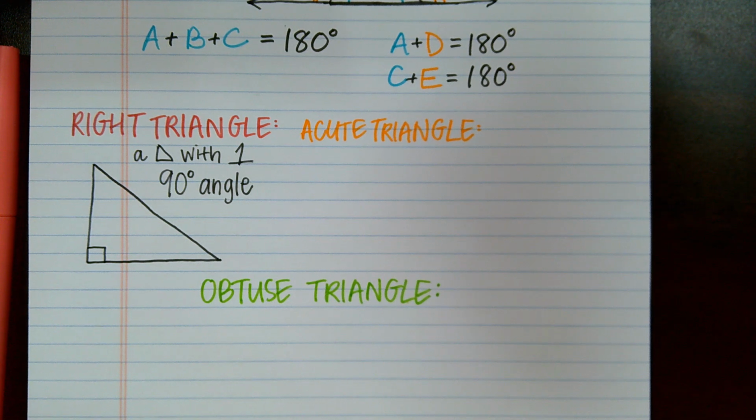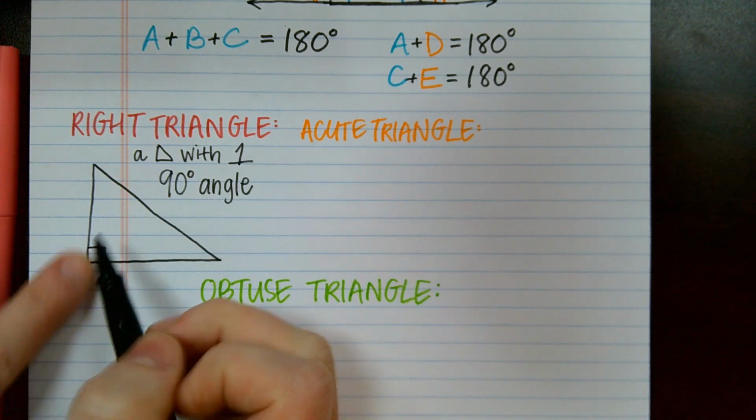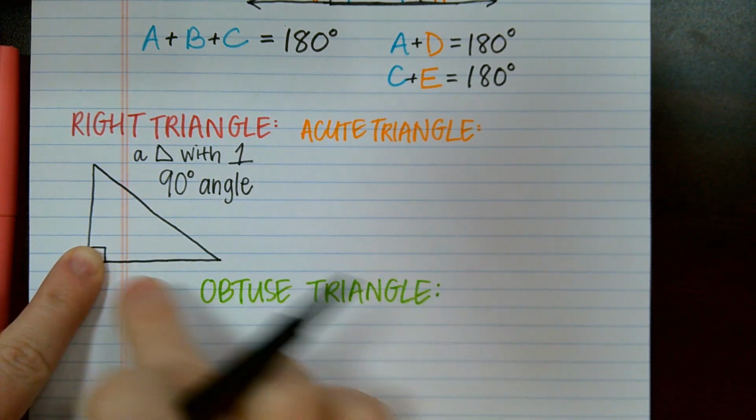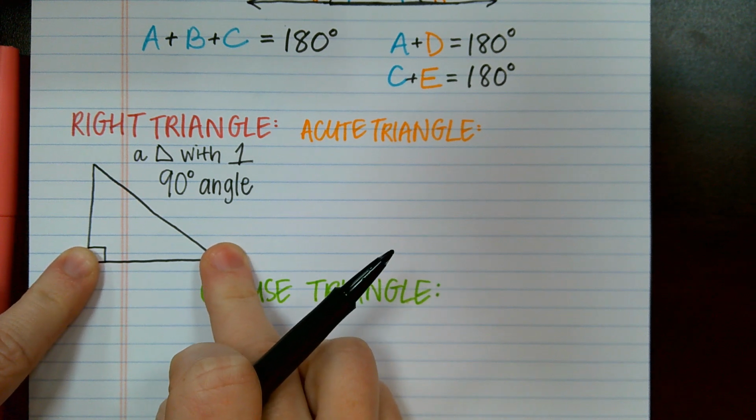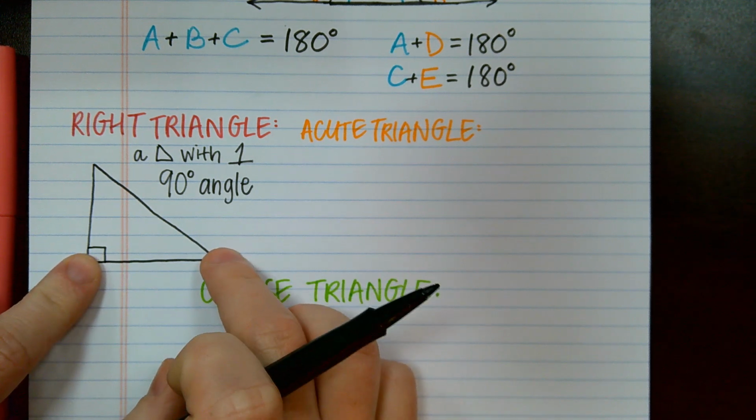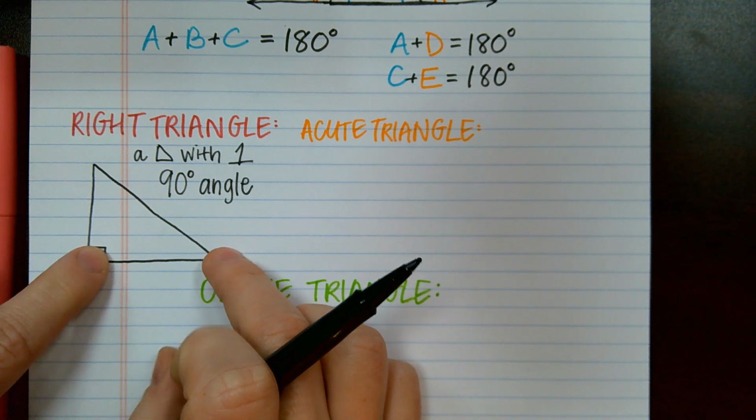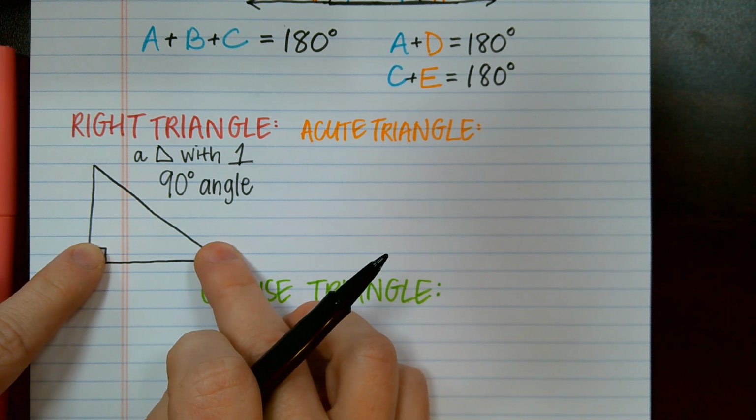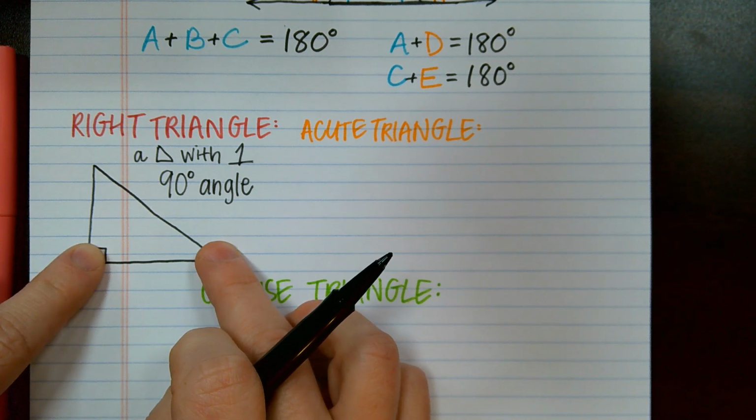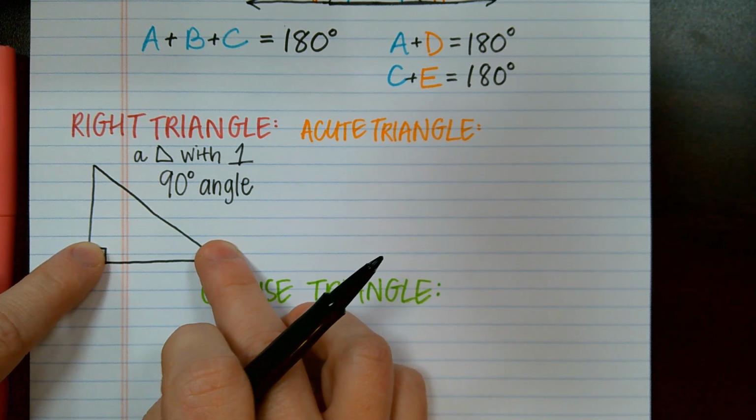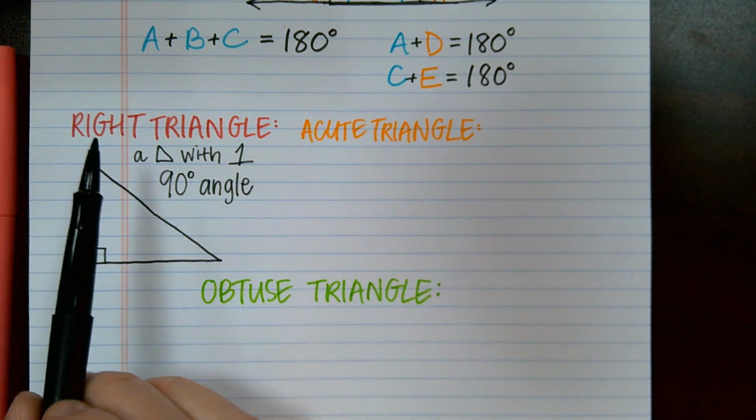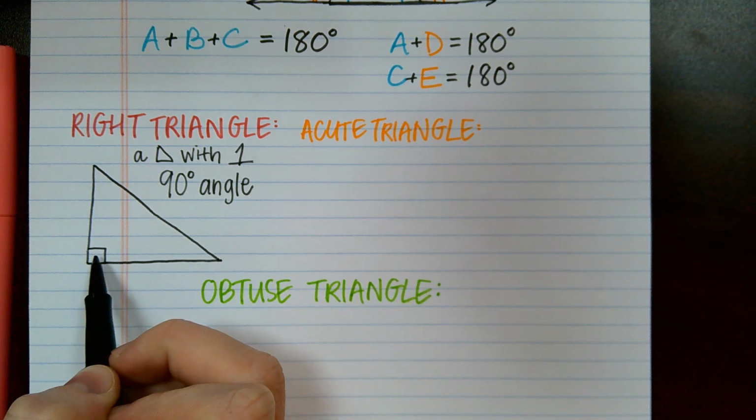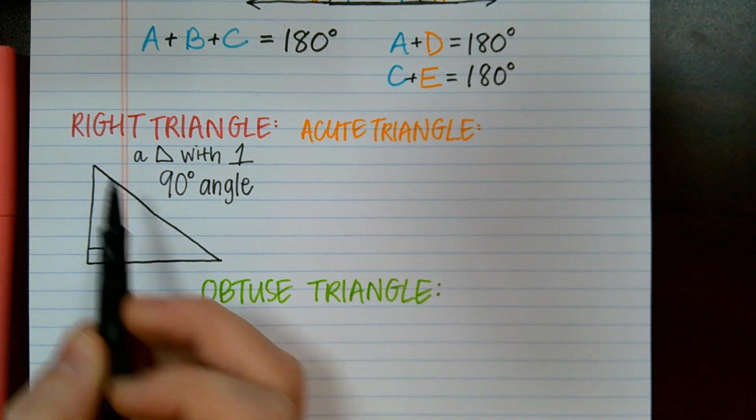An obtuse angle is more than 90 degrees. So I already have one angle that's 90 degrees. If I add another angle that is more than 90, what is that going to give me with just those two angles? 90 plus something more than 90 is more than 180. So it wouldn't be a triangle. So the answer there that we're looking for is no, we cannot have any obtuse angles. If we have a right triangle, it's always going to be one 90-degree angle with two acute angles.